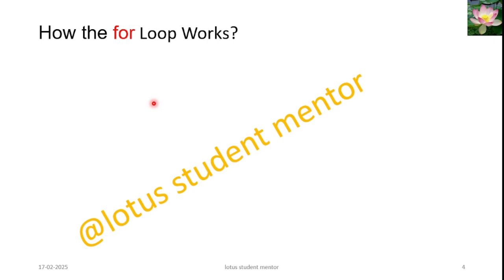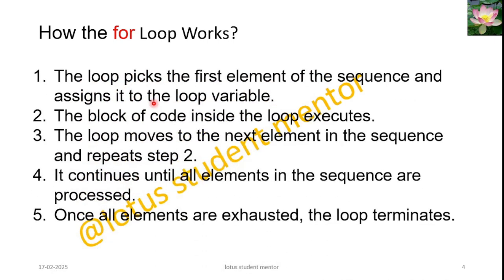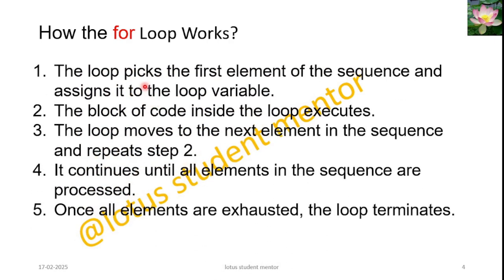Let us see how the for loop works systematically, step by step. First, the loop picks the first element of the sequence and assigns it to the loop variable. Second, the block of code inside the loop executes. Third, the loop moves to the next element in the sequence and repeats step 2. It continues until all elements in the sequence are processed. Finally, once all elements are exhausted, the loop terminates. These are very important points on how the for loop works.